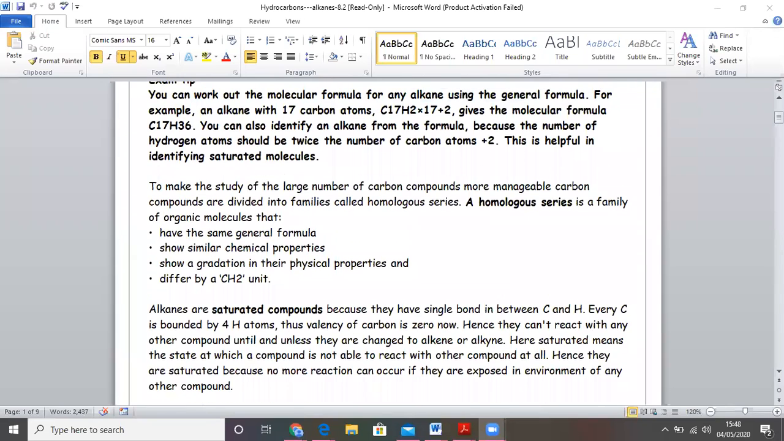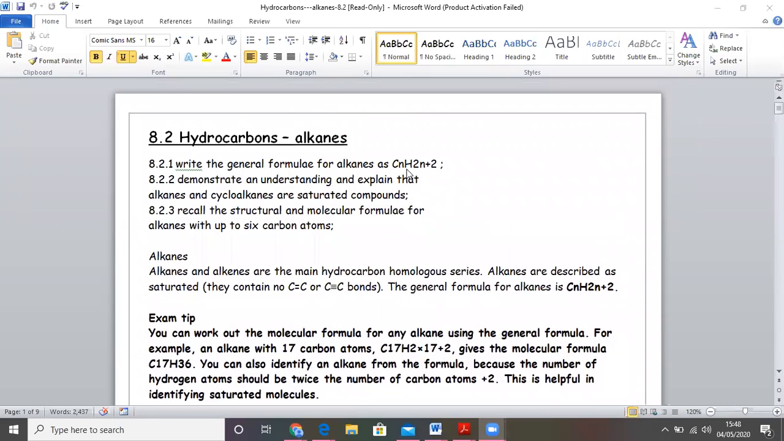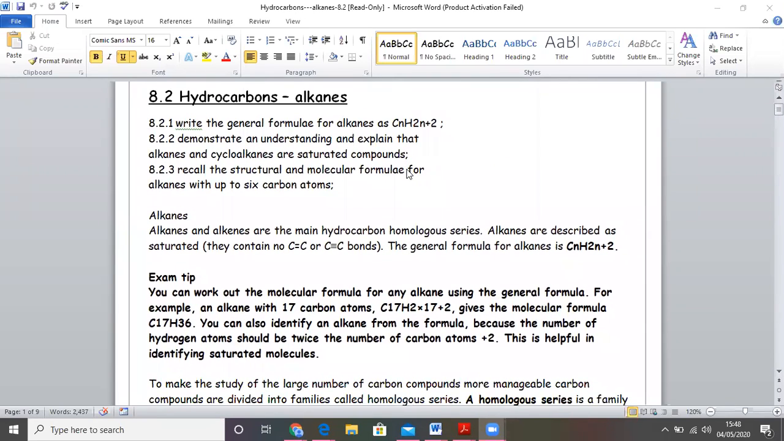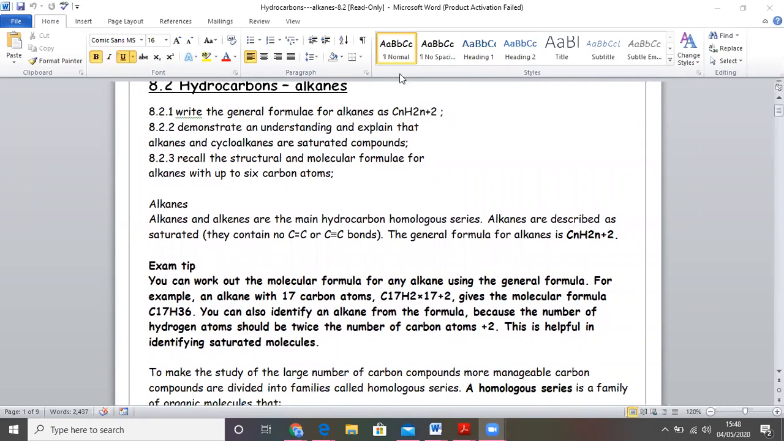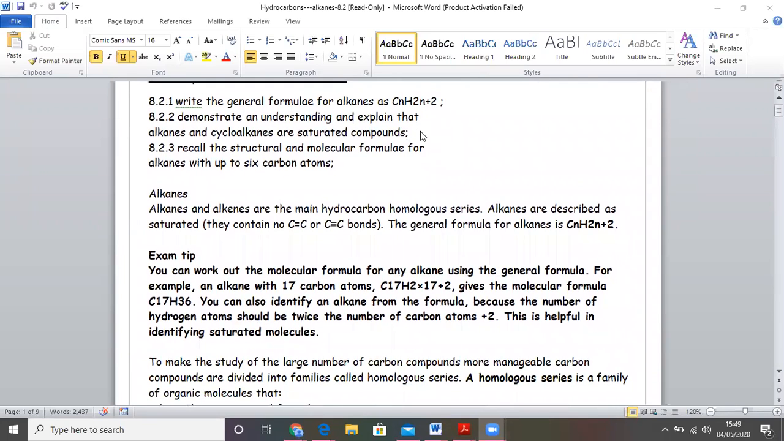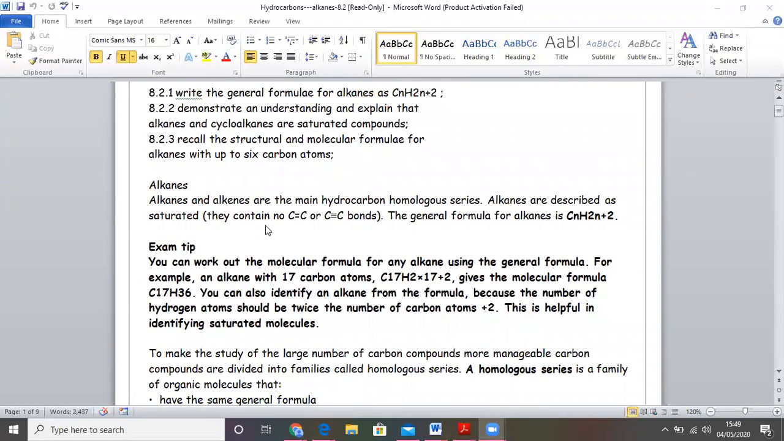Okay, so lesson 2 is about alkanes. Hopefully you're familiar with CnH2n+2 already, the general formula for alkanes. Alkanes and cycloalkanes are saturated compounds. Saturated just means that there are only single bonds, no carbon-carbon double bonds or triple bonds. I think the first part is fairly easy to understand, so I'm just going to let you read through that yourself.